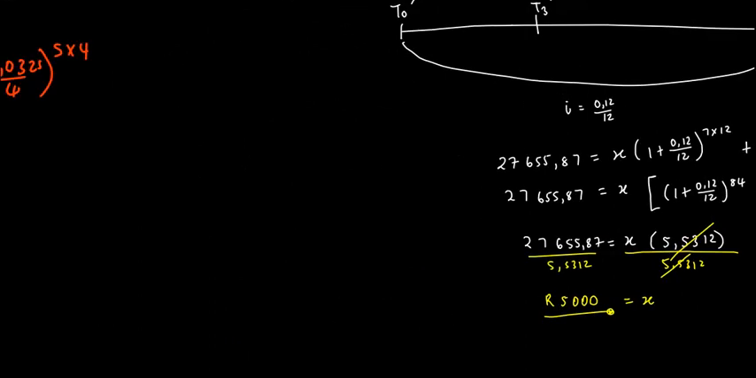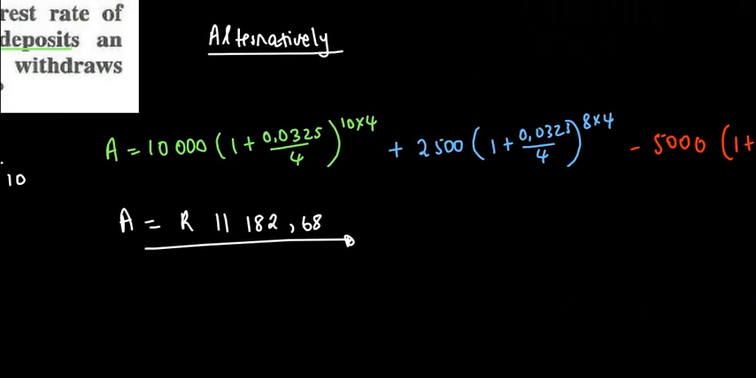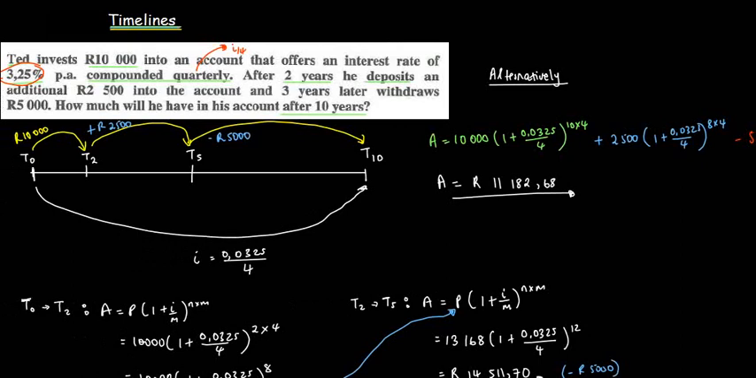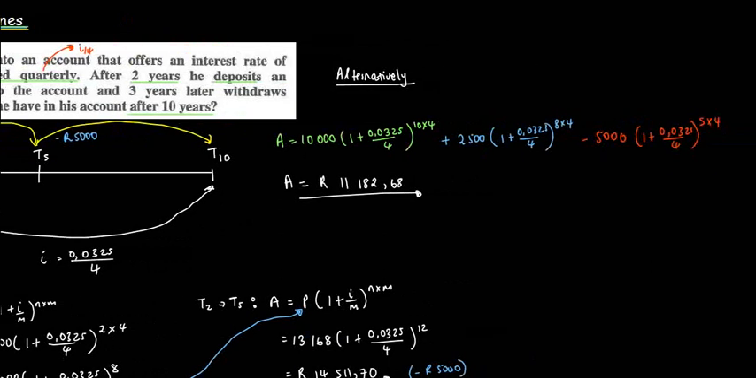You can check from the previous question here that we did. I said to you, the 10,000, you're going to look at how long it stays in the bank. The 10,000 is going to stay for the 10 years. The 2,500 is going to stay for 8 years. The minus 5,000 is going to stay for 5 years. That's what we said: 10 years, 8 years, 5 years.